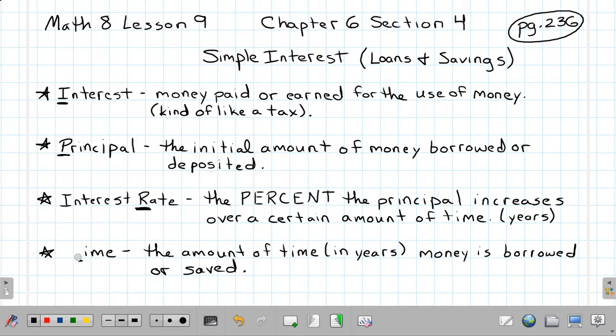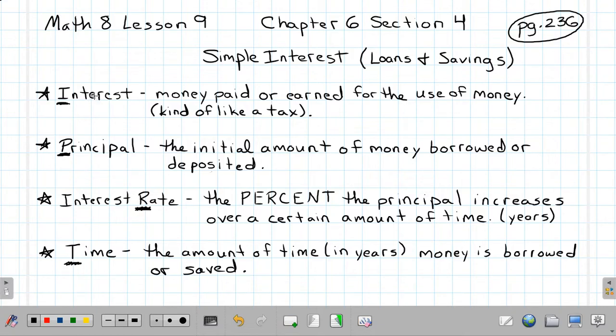Let me fix that T a little bit there. Make it a little nicer. I don't want people to think that this is an I that I've got going on here. So we have T for time. Let me squiggle all these so that people don't think that that's an I as well. So time, think of the T, okay?